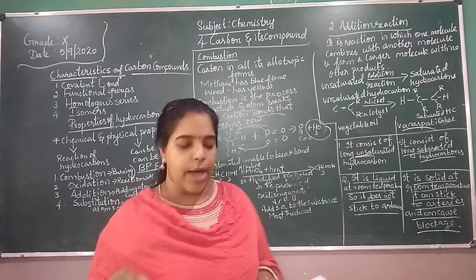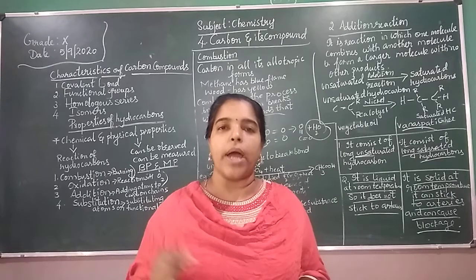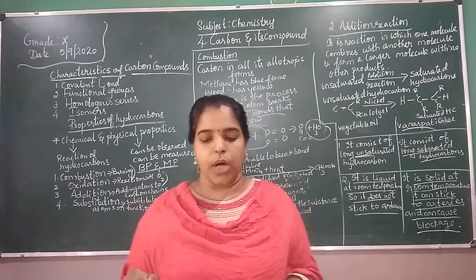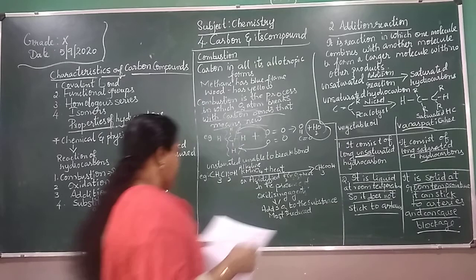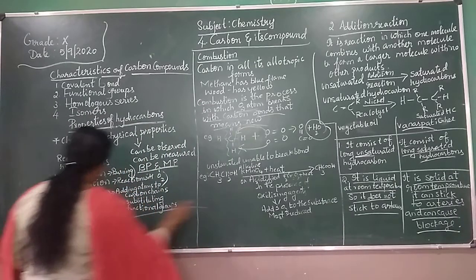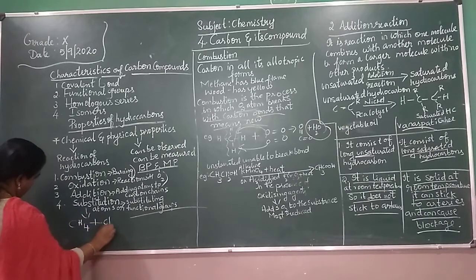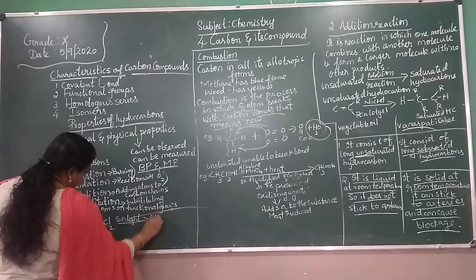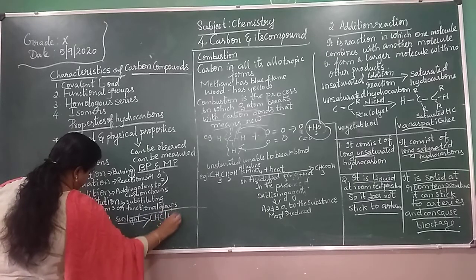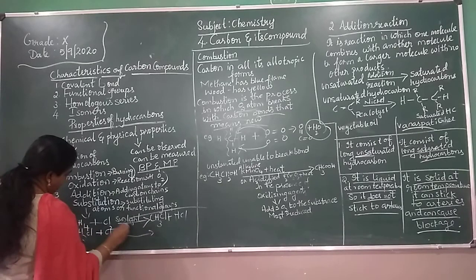It is a type of reaction in which one atom or group of atoms takes the place of another atom. Saturated hydrocarbons are less reactive here. In the presence of sunlight, if methane, CH4, reacts with chlorine in the presence of sunlight, we get CH3Cl plus HCl. And this will react further: CH3Cl plus Cl2 in the presence of sunlight.